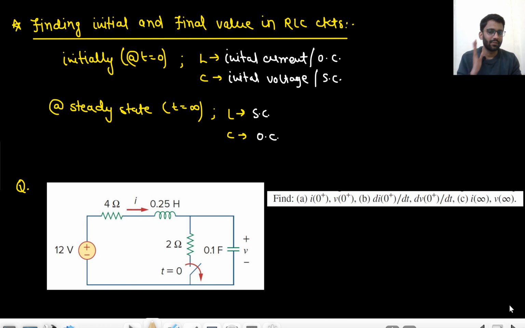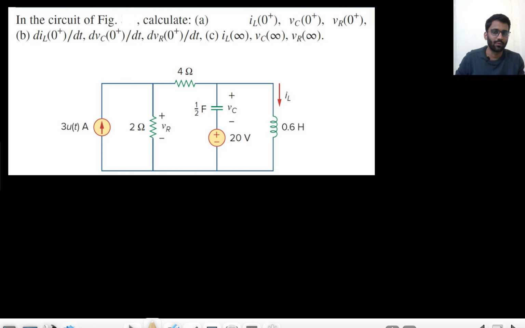So this was the question. How did we solve it? We just needed to relate the equations. That's it. Nothing else. I just need to know how I get the differentiation of current from the inductor voltage, and how I get the differentiation of voltage from the capacitor current. And at t equals to 0, at t equals to infinity, we can directly write. So that's how we need to relate the expression.